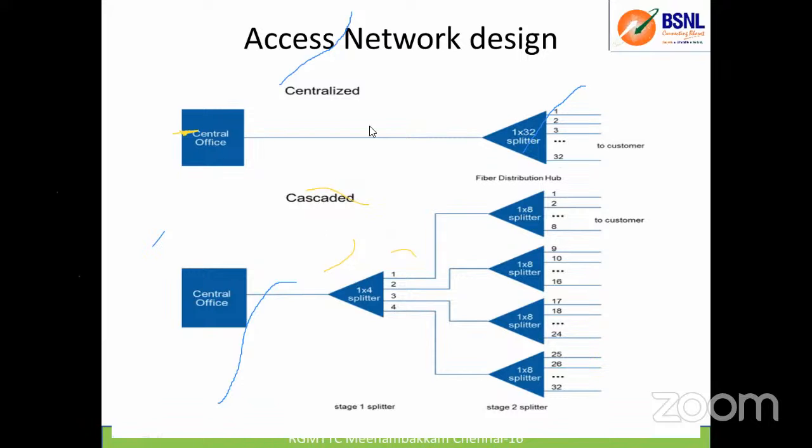In case of centralized network connection from the OLT, we are using only one splitter, and directly from that splitter, it is connected to the customer end. We don't have many splitters in the centralized. In case of cascaded, from the central office we use one splitter, and from this splitter we can extend. From this splitter also, sometimes they may use different splitters until the customer end. This is centralized and this is cascaded.